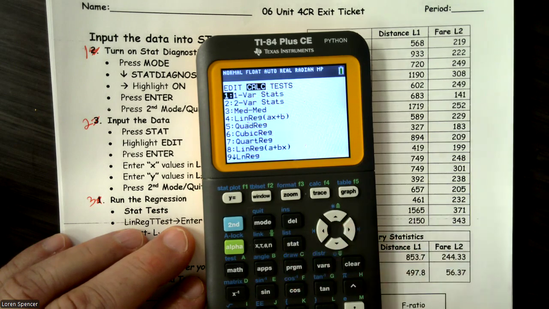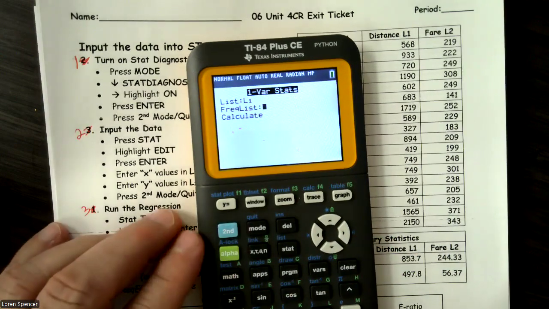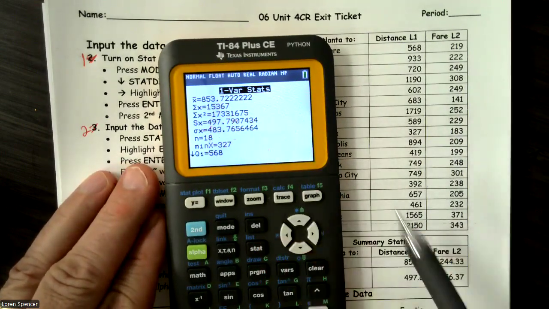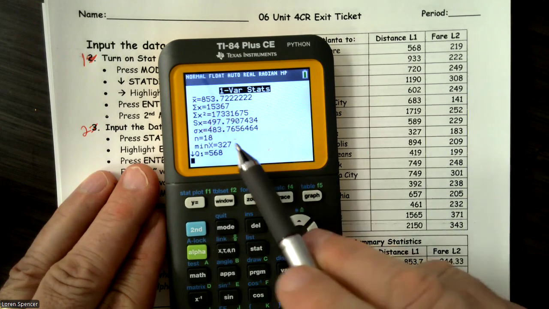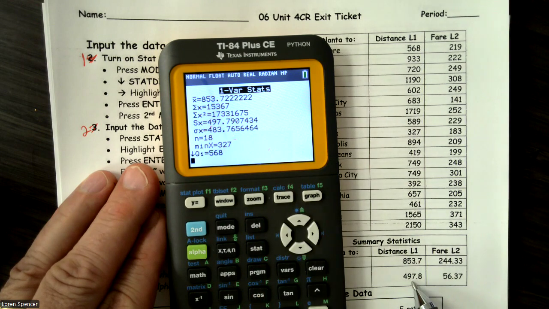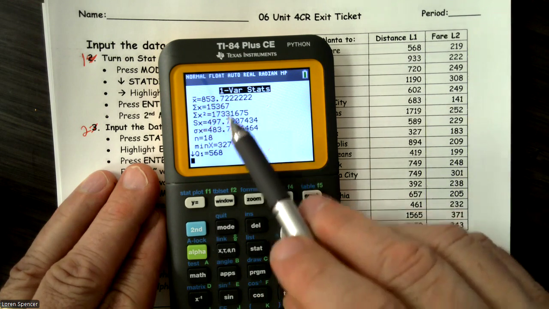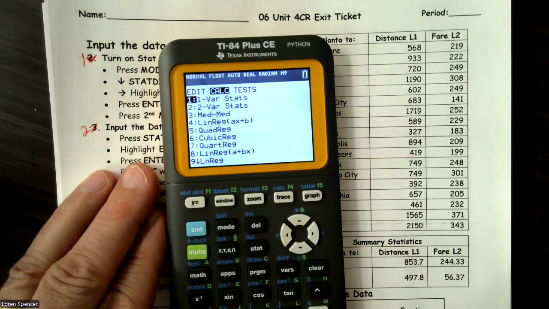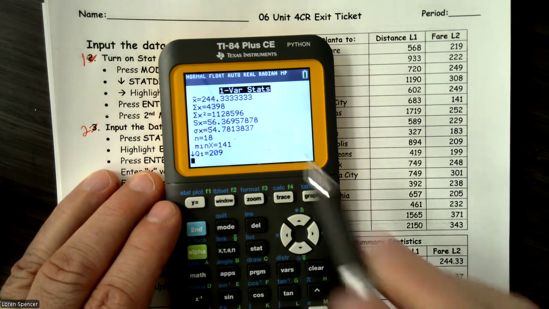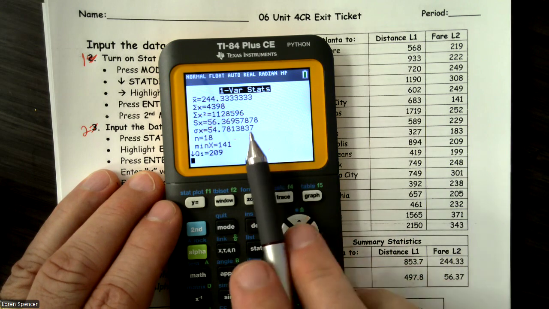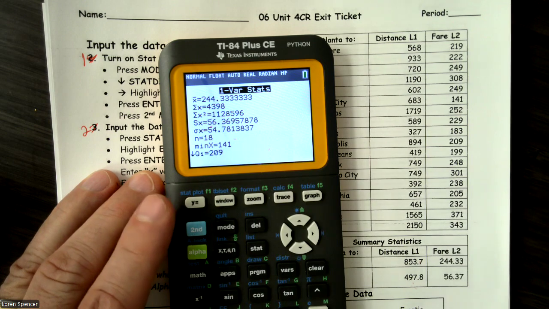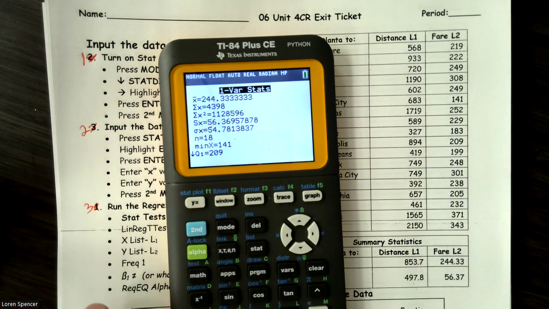We're going to go stat calc, one variable statistics, blue one, and I have 853.7 as my sample mean, and that's what I have there. And I have a sample standard deviation of 497.8, and that's exactly what I have there. So these values are your check values to see if you have your data entered. Stat calc, one var stat, blue two, and I have 244.33, and a sample standard deviation of 56.37, which is what I have there. So that's the way you're going to check to see if you have it in.